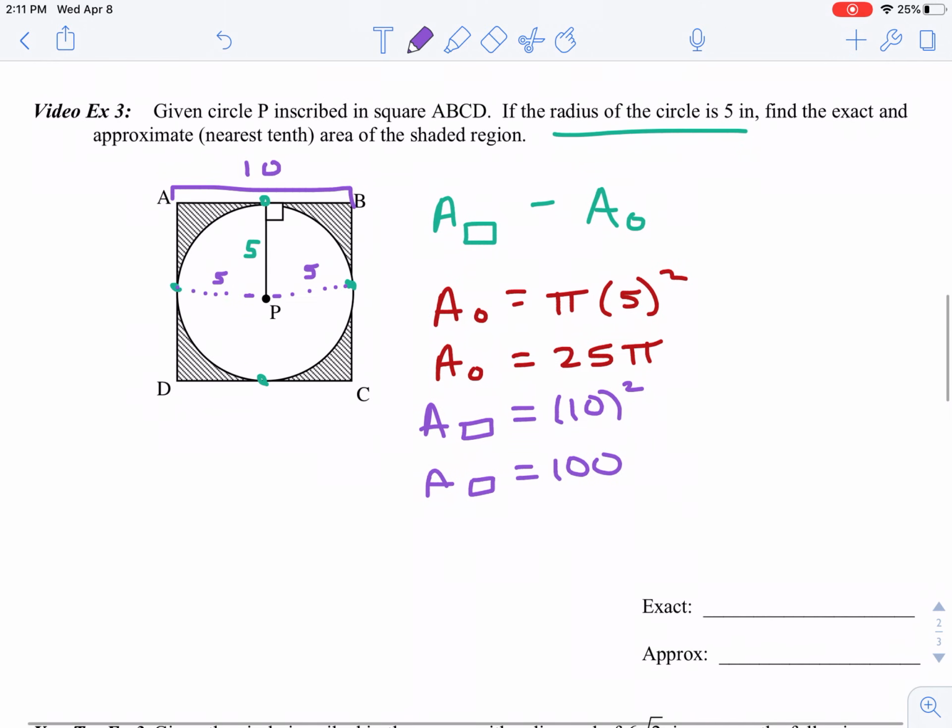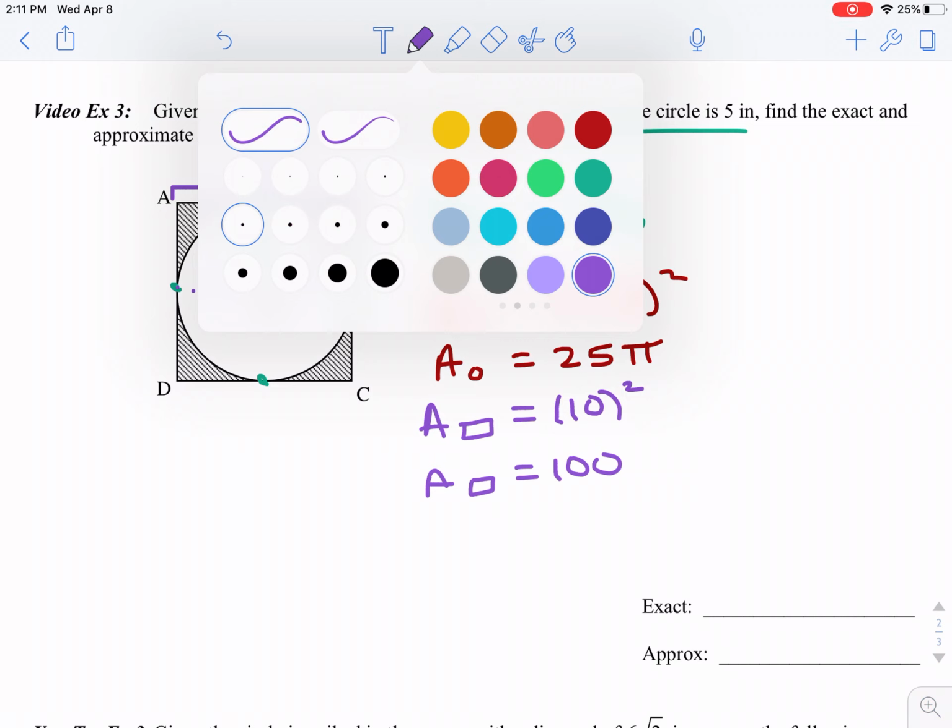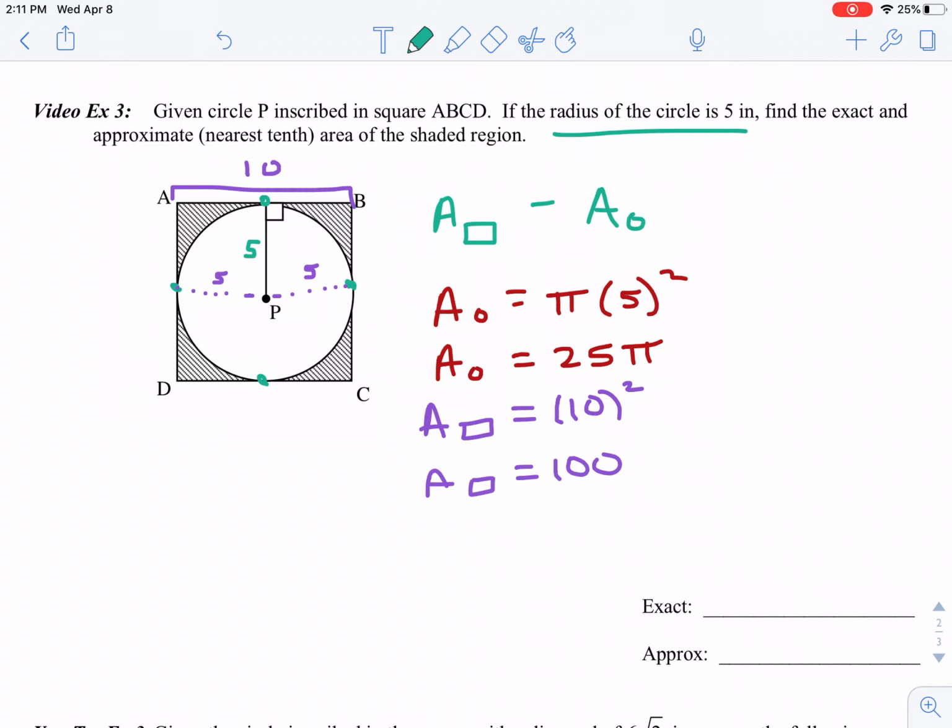So now that I know that, I know my key information, and I can go ahead and substitute. Area of a square is 100 minus area of a circle is 25 pi. So my exact answer is 100 minus 25 pi inches squared. I can't combine those any further because they're not like terms, right? One of them has a pi multiplied by it and the other doesn't.